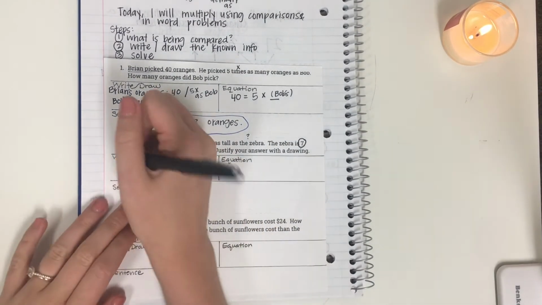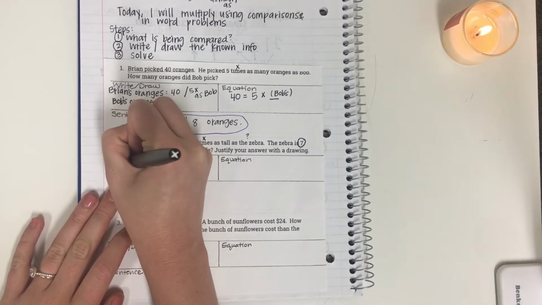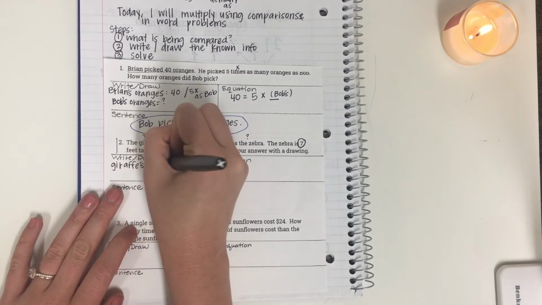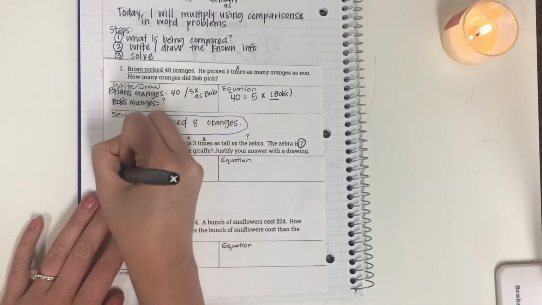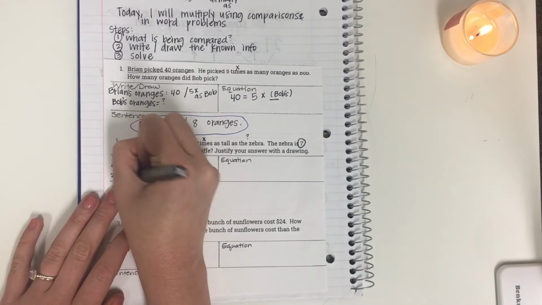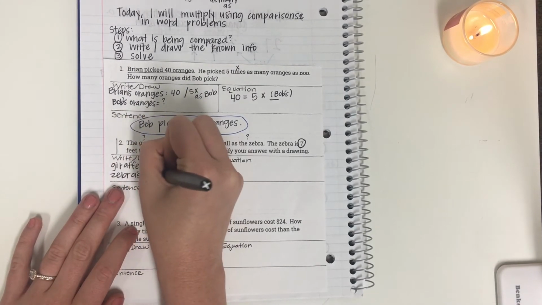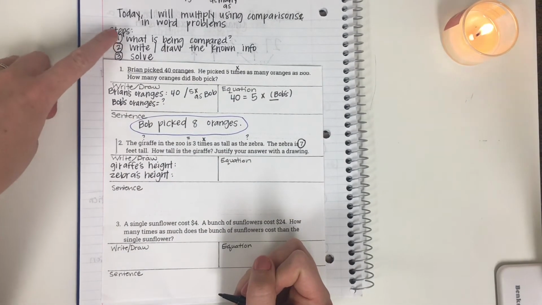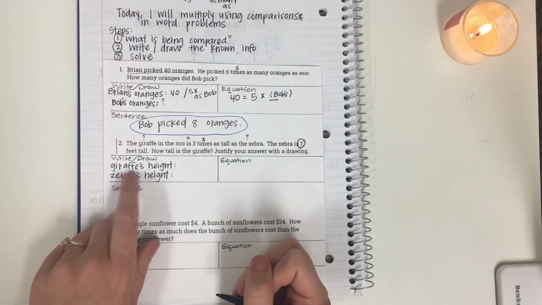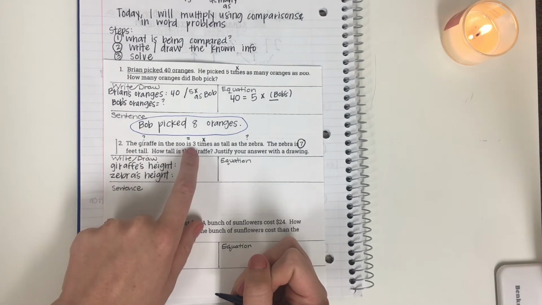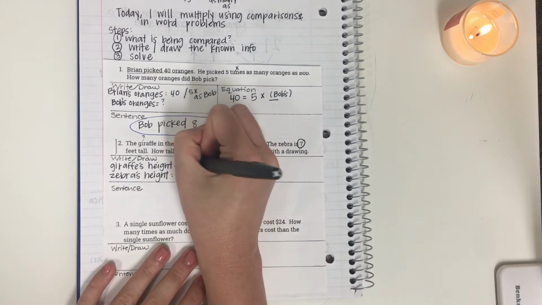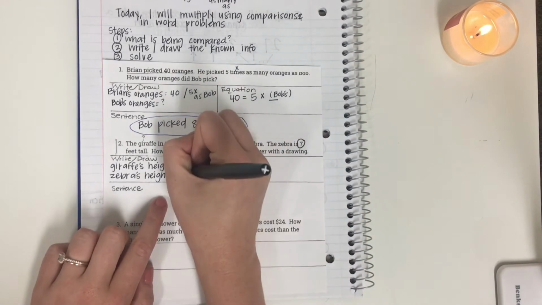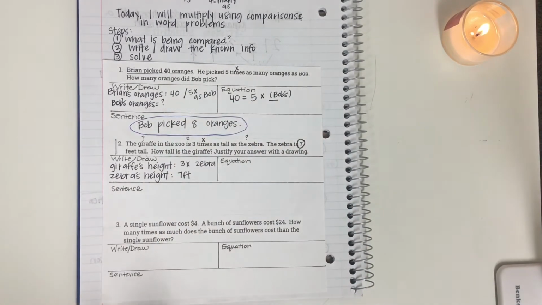So here's what we know. So we have giraffe's height, zebra's height. That's what's being compared. So let's write and draw the known info. The giraffe in the zoo is 3 times as tall as the zebra. So we can write 3 times the zebra. The zebra is 7 feet tall. So we have 7 feet.